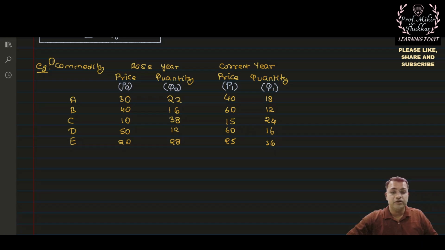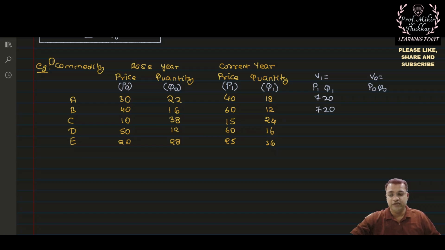In order to calculate the value index number, we have to make two extra columns. One is for the numerator, P1 into Q1, which is actually the value of V1, and P0 into Q0, which is the value of V0. So in this case, you have to multiply P1 into Q1. So 40 into 18. Now 18 into 4 is 72, so I can take this as 720. 12 into 60 is also 12 into 6 is 72, so this also becomes 720.